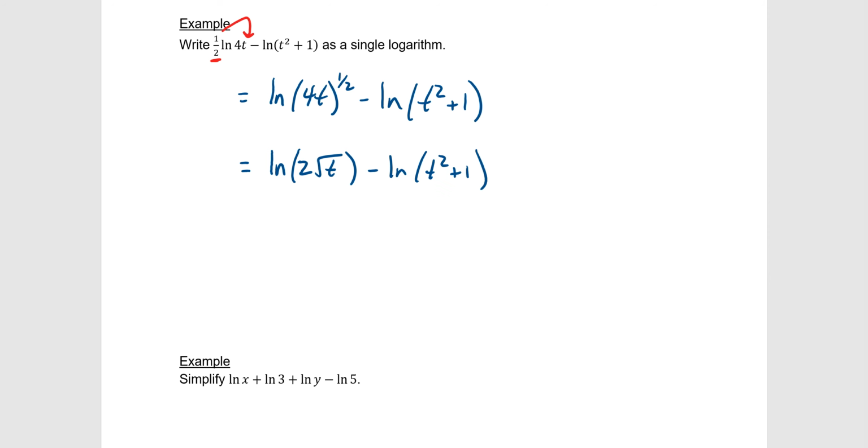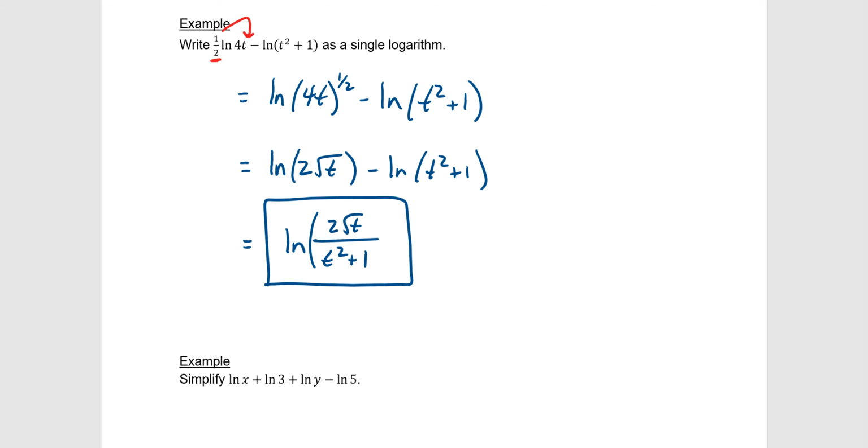Okay, and now essentially one more step here. Combine these into 1 using the quotient rule because it's subtraction. That's going to be the ln of 2 radical t over t squared plus 1. And it looks like that's as far as we can simplify it, so that is our answer.